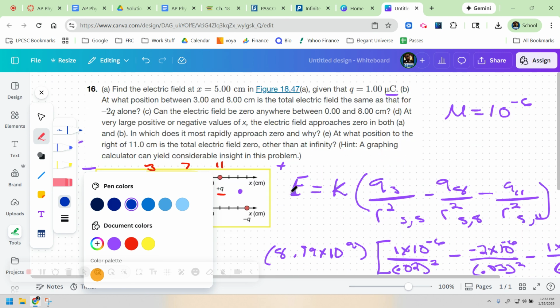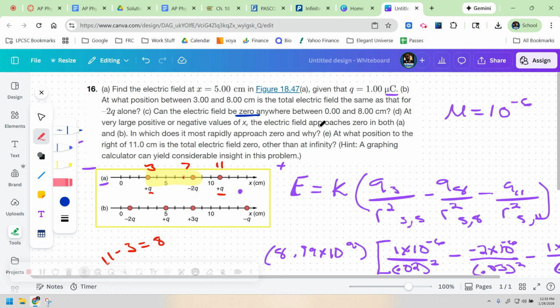So for part C, it's saying, can you find an electric field that is equal to 0 between 0 and 8? So I'm going to erase all this stuff here. And so now we're going from 0 to 8. This is 8. 0 to 8. Is there a test charge that lives in that highlighted section that when I do all the charges, the electric field is 0?